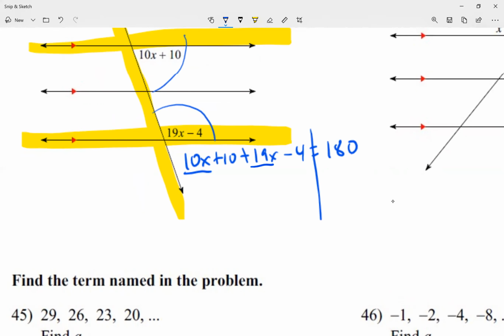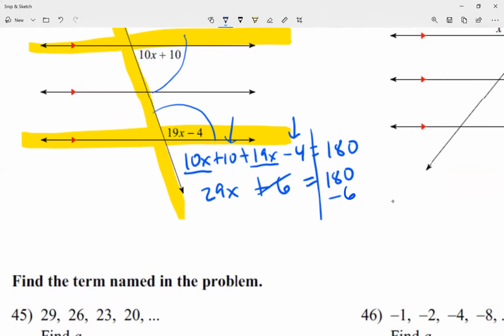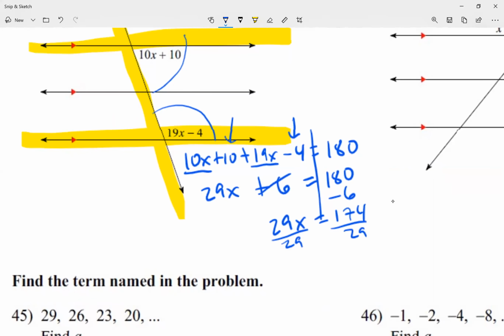When it comes to x's, let me combine like terms. 10 plus 19, that's 29x. And then I have a 10 minus 4, so I'm going to call that plus 6, is equal to 180. My plus 6, let me move it over as a minus 6. So I have that 29x is equal to 174. Let me divide each by 29, and I get x is equal to 6.